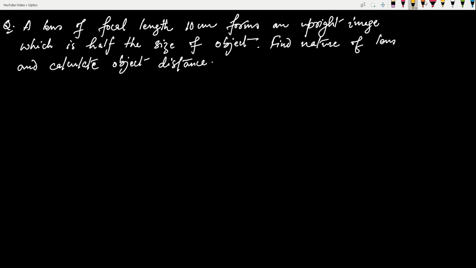Okay, now let's look into this question. It says a lens of focal length 10 centimeter is given, forms an upright image which is half the size of the object. Find nature of lens and calculate object distance.